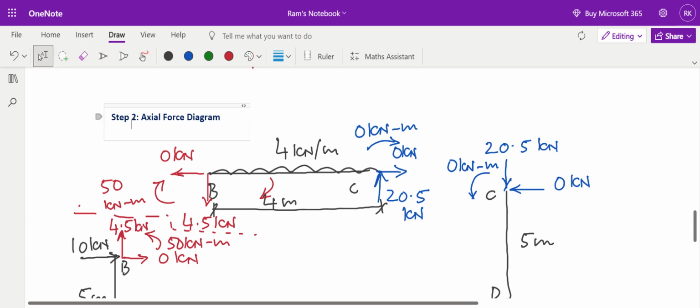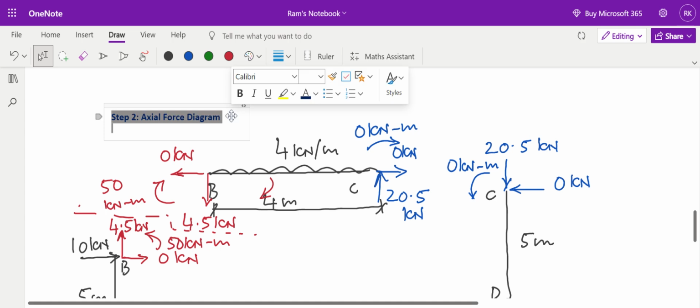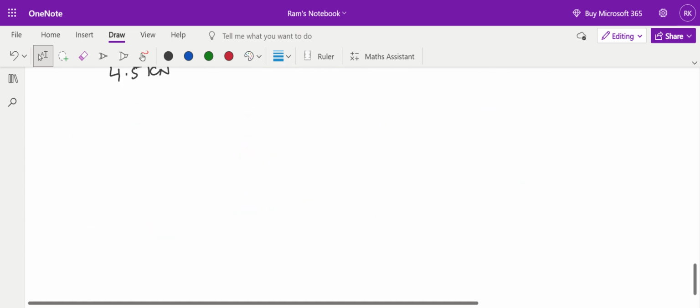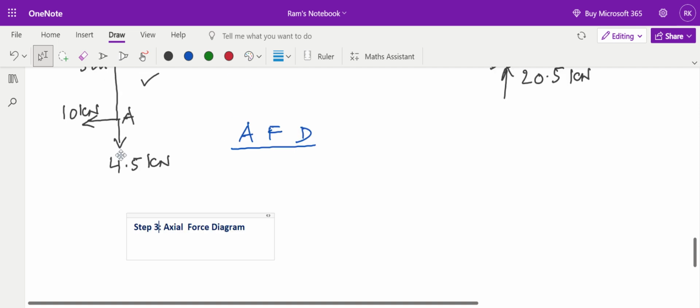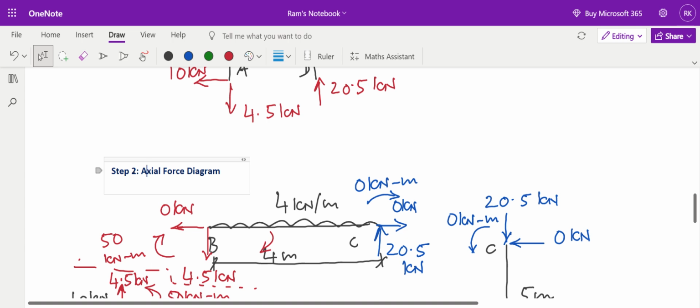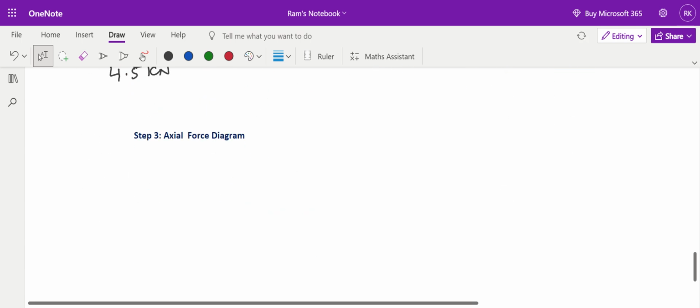Let me correct. Step 2 was the free body diagram, not the axial force diagram. This is the free body diagram. Step 3 is the axial force diagram.